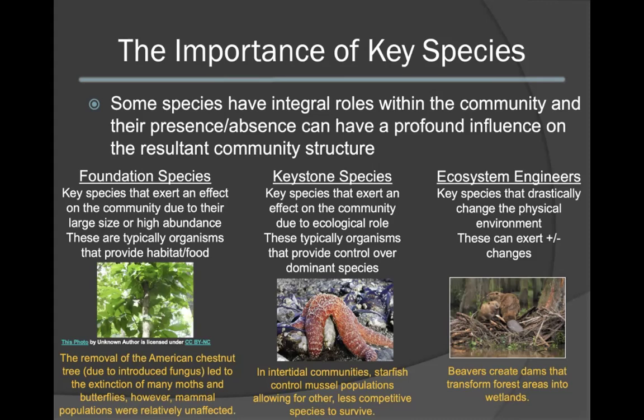Ecosystem engineers are key species that can change the physical environment. These can exert both positive and negative changes. Beavers, for instance, are useful in creating dams to help transform forest areas into wetlands by diverting the natural flow of water.